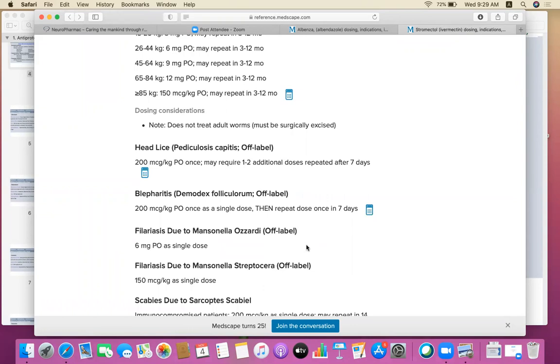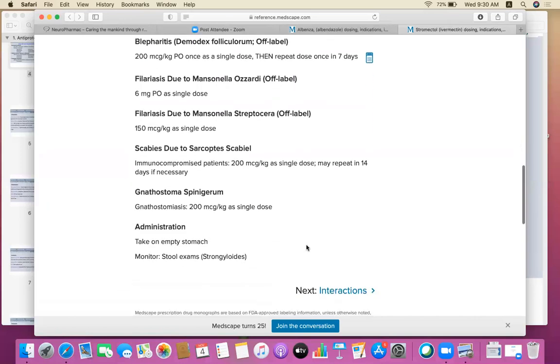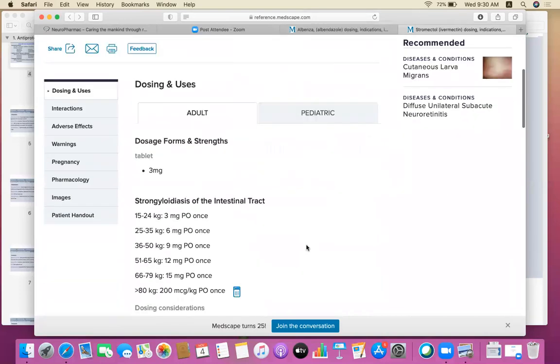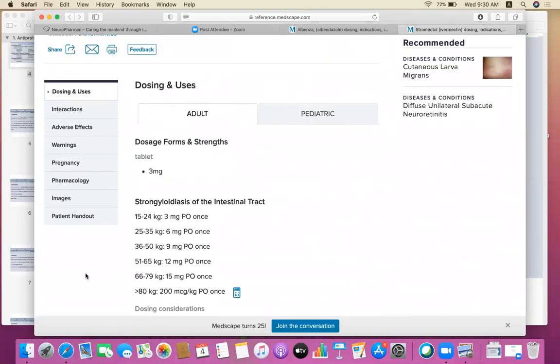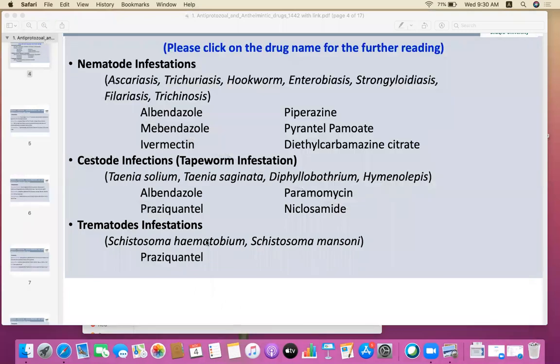Off label means these are not approved by the FDA for the treatment of head lice, but it is found useful in the management of head lice. Then there is filariasis due to Mansonella ozzardi and streptocerca, and scabies. So these are the indications for ivermectin, and you will get all the additional reading here in the left side corner. Click, and you will get all the readings.